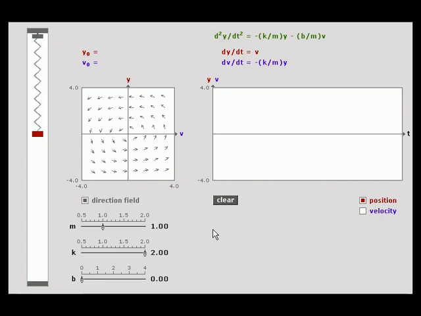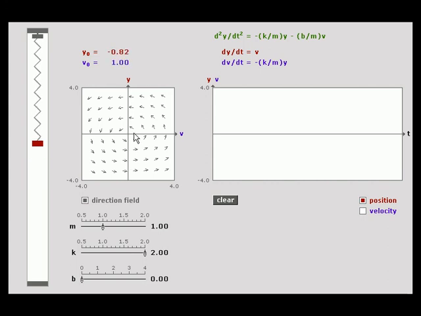Well, of course, DE Tools has a nice app for this. We're solving this equation, or you can write it as a system of two equations where v is defined to be the velocity, and then the acceleration, which is dv dt, the derivative of velocity, is minus k over m, well, that's assuming b is 0. And you set m and k and b here. They've set m to 1, k to 2, and b to 0. That means there's no damping.